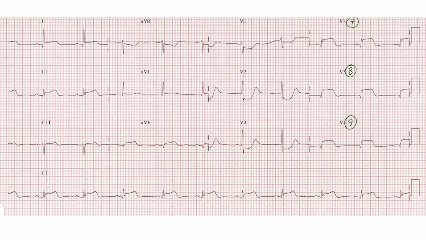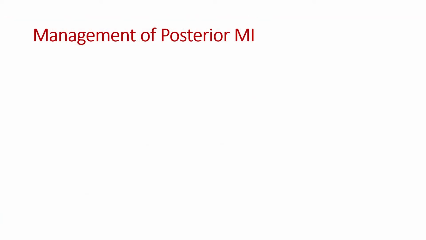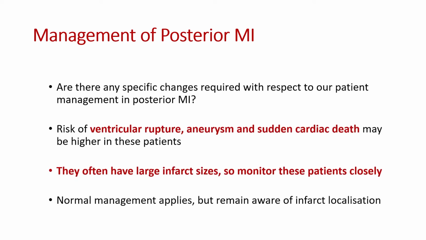What we want to think about is the pathogenesis. So we know that the posterior wall has been infarcted because of this extension of the RCA called the posterior descending artery, and that's where the infarct might occur in posterior MI. So how might we manage these patients differently? Well, actually, we can't manage them differently, but what we can think about is that there is a much higher risk of ventricular rupture, aneurysm, and sudden cardiac death because of the large area of infarct.